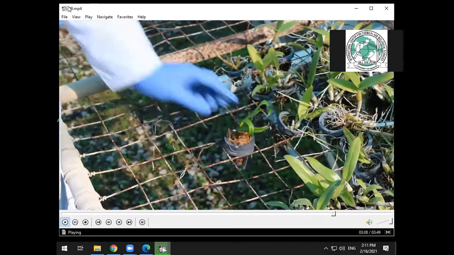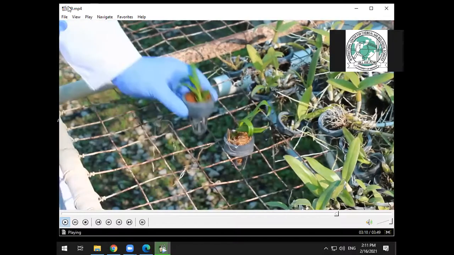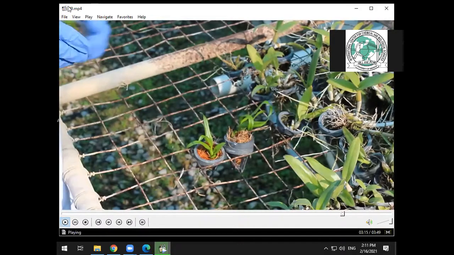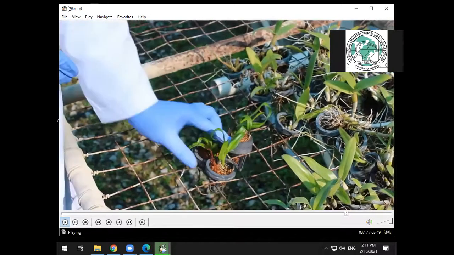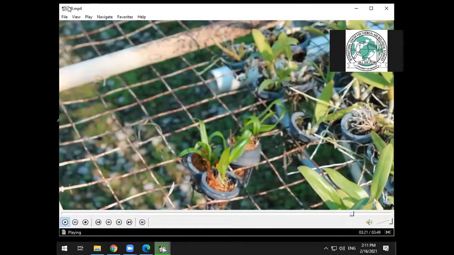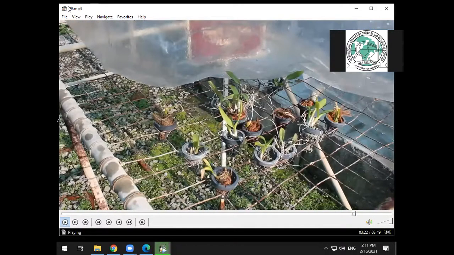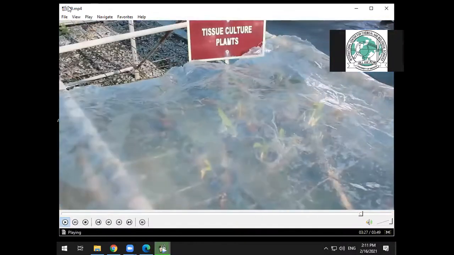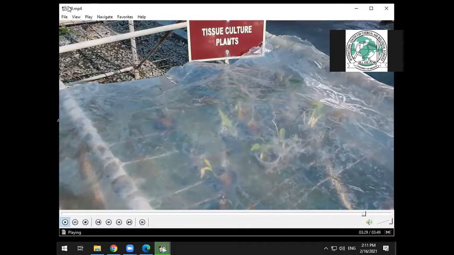Keep the plants in greenhouse and do not expose them to the direct sunlight. Cover them with polythene sheet, which will be removed after 15 to 20 days, as plants are highly sensitive at this stage.